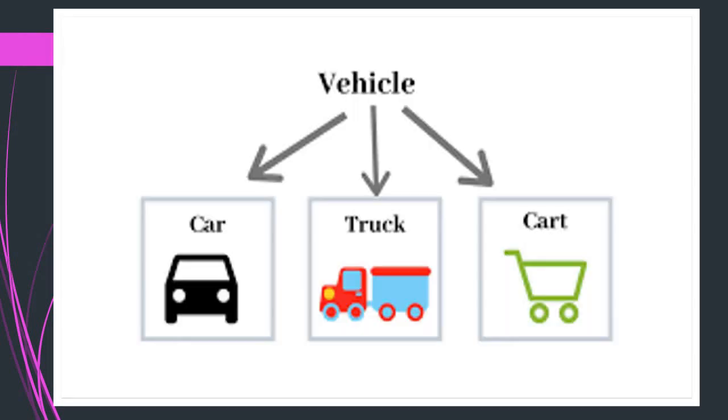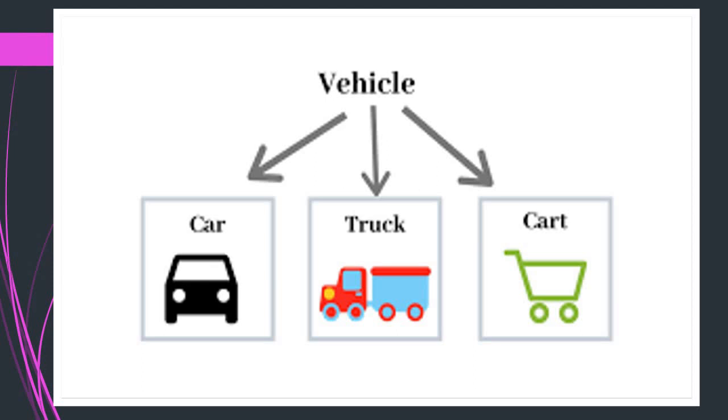So now for example, let's look at this picture. Here, vehicle is a class, and all the vehicles we have, that is car, truck, cart, bike, bus, all the vehicles are the objects of this class named vehicle. So in our real world, vehicle is a class and the car we have in our home is an object. So I think you are clear with some idea about class and object.